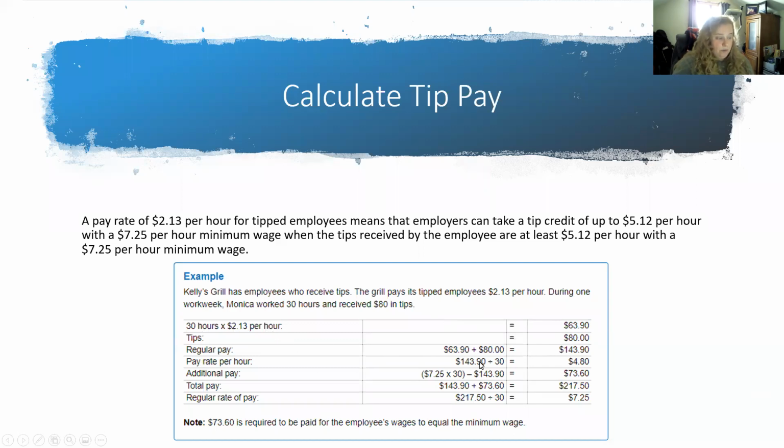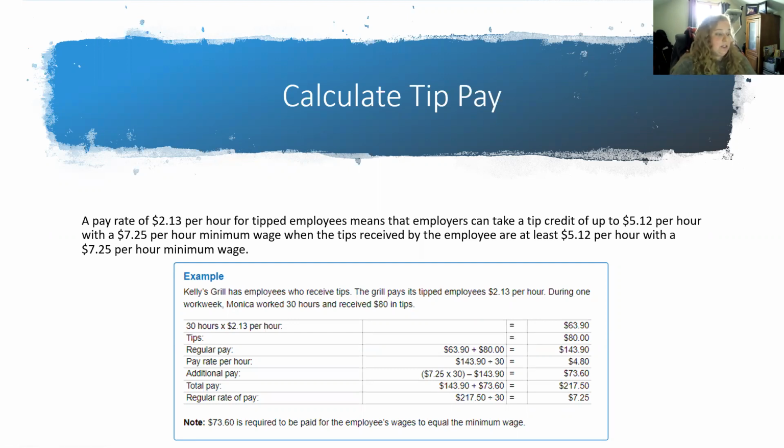So if we take her $143.90 and divide it by 30, which is the amount of hours that she worked that week, we get $4.80 per hour. If she was making minimum wage, she would have earned $7.25 per hour. And if we multiply that by 30 hours, that would be $217.50. And then if we subtract out the $143.90 that she did earn, that leaves $73.60 of extra money that she would have earned had she been making $7.25 per hour.